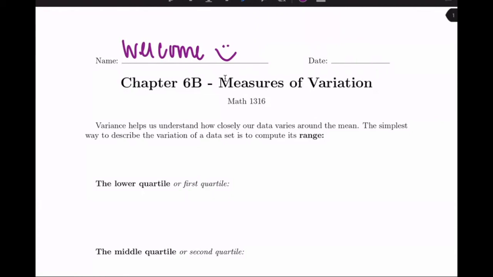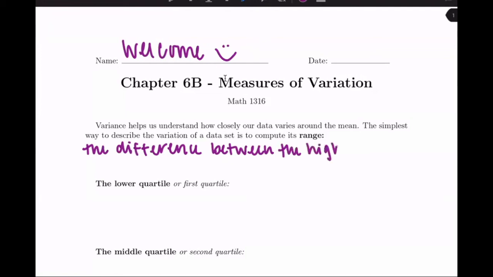So, variance helps us understand how closely our data varies around the mean. The simplest way to describe the variation of the data is to compute its range. The range of a data set is the difference between the highest and lowest values. Okay?